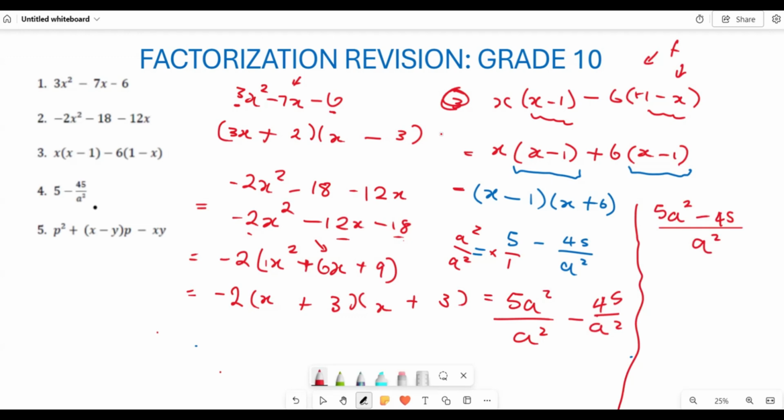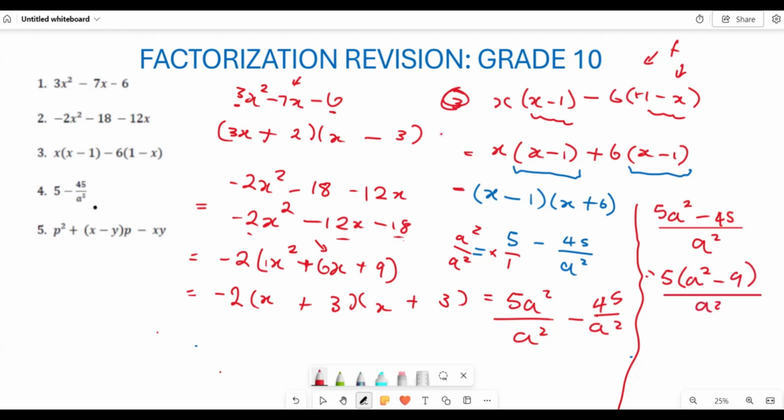And now what else can I have here? If I'm looking at my numerator, I can take out a common factor there, and the common factor that I can take out is 5. So if I take out the common factor of 5, I'm going to have a squared subtract what? If you say 45 divided by 5, what are you having there? This is going to be 9. So this is the same as a squared subtract 9, divided by a squared.